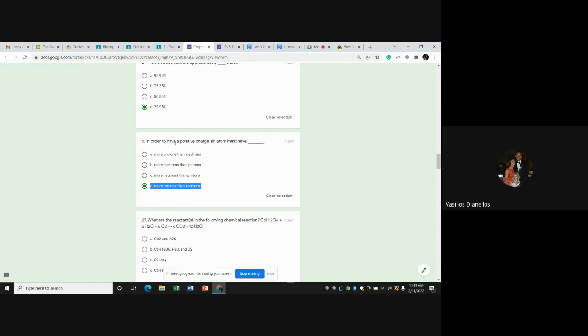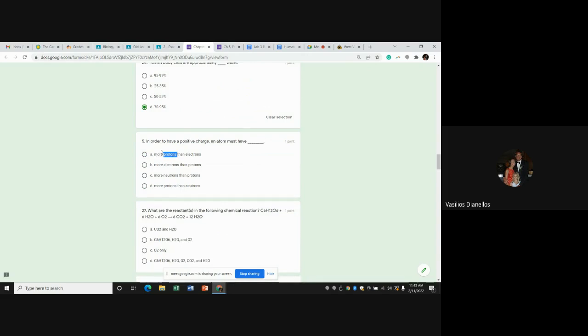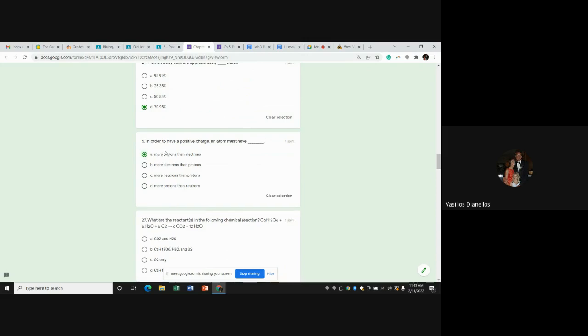The key here is, remember, I will reword this for the exam. So it might say in order to have a negative charge, not positive. And the options might say something like fewer protons. So I could change this word, right? I could have the same question, but I might say something like fewer electrons than protons, which would make this the correct answer, right? Fewer electrons than protons is another way of saying more protons than electrons. So remember, don't memorize these verbatim.